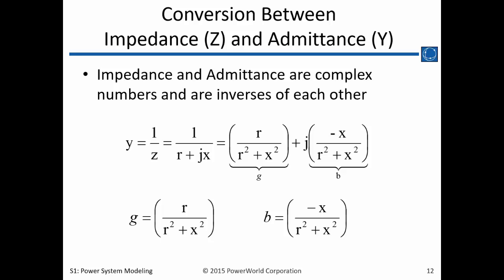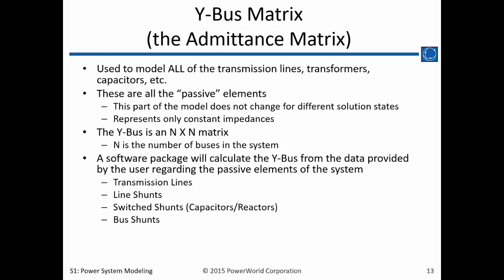So we're doing an inversion of 1 over Z for the admittance, and the G term is a function of R over R squared plus X squared, and the B term is a function of negative X over R squared plus X squared, where R and X are the resistance and the reactance of the impedance. The admittance matrix is used to model all of the transmission lines, transformers, capacitors, etc.